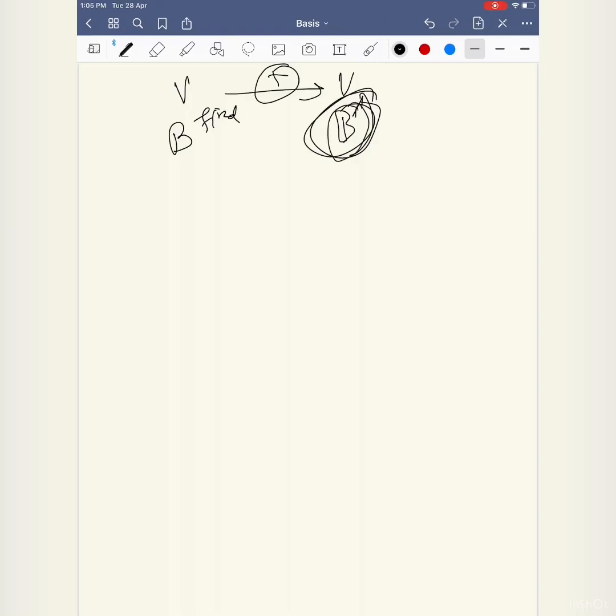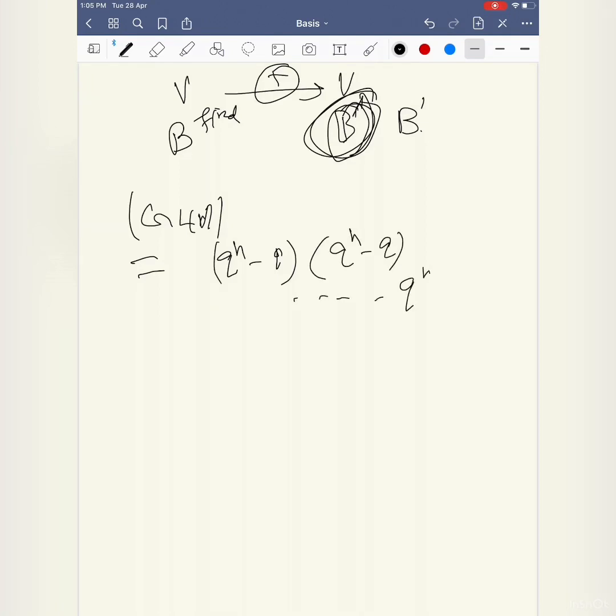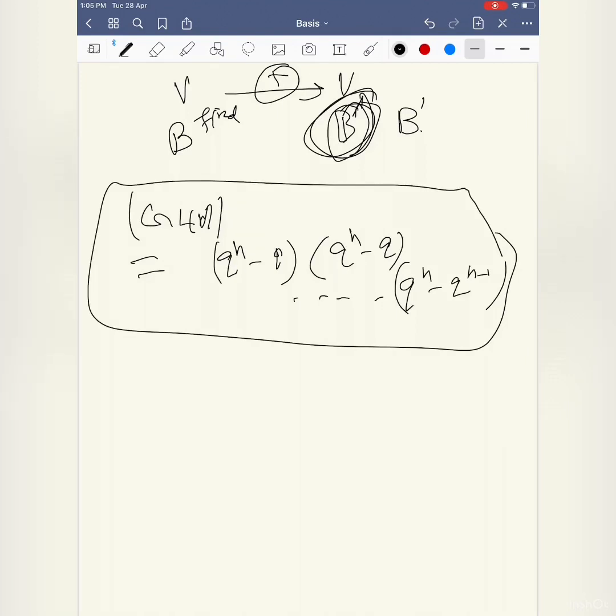I know how many distinct bases I can float around here in V prime. That is nothing but the count we did in the first case: (q^n minus 1)(q^n minus q)...(q^n minus q^(n minus 1)). This is the count, right? I used k there, here I use n, nothing else. So finally, we understood that the number of invertible linear transformations is this much. If you know the connection with matrices, this is exactly GL_n(F), where F has q elements.